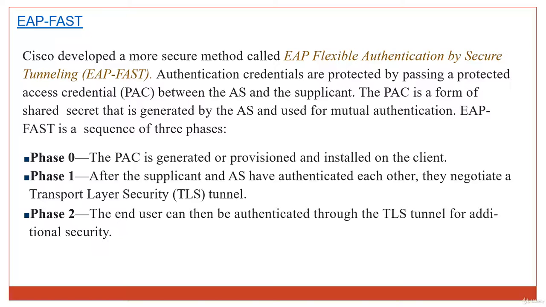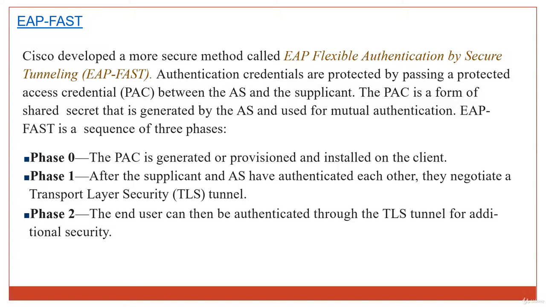Here you can see clearly that we have phase 0, 1, and 2. In phase 0, the PAC is generated or provisioned and installed on the client, so all the clients have the PAC. In phase one, after the supplicant and the authentication server, say for example ICE, have authenticated each other, they negotiate a TLS. So they form a Transport Layer Security tunnel between the supplicant and the authentication server.